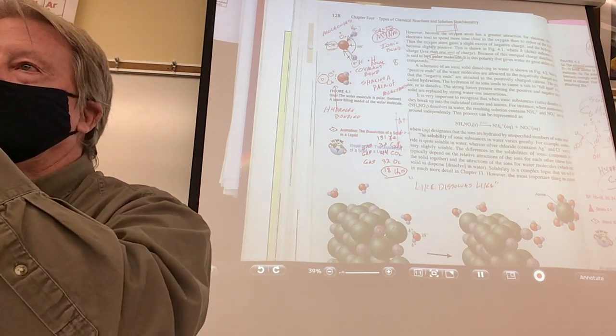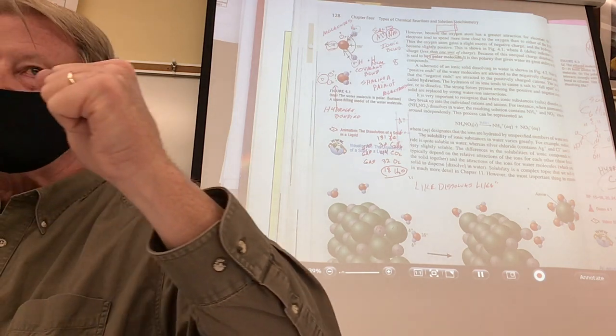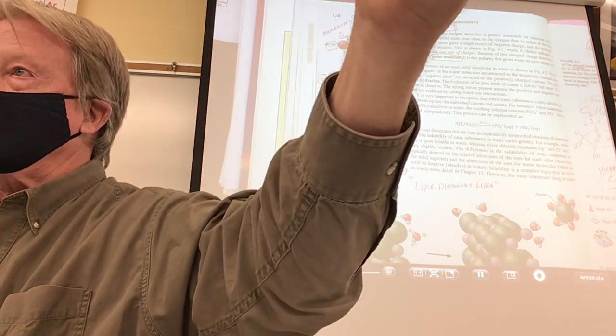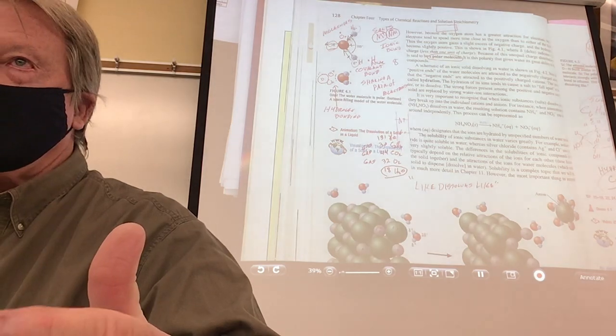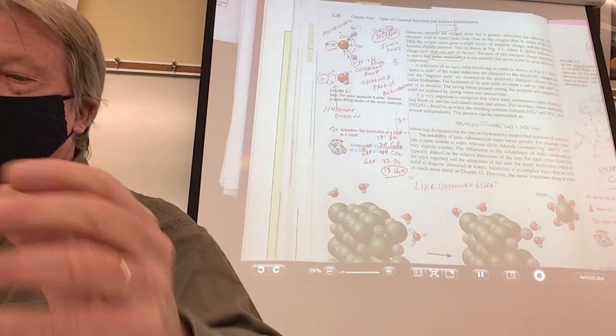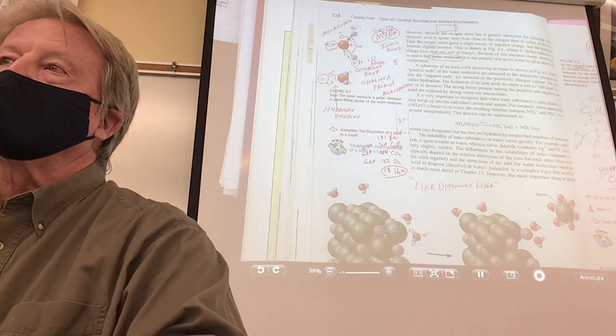Water has the ability, not always, to overcome those forces and dissociate the ions. Is that correct? And now we have a solution that is full of ions, right? And what do you call a solution that can conduct electricity because it contains ions? Electrolyte.